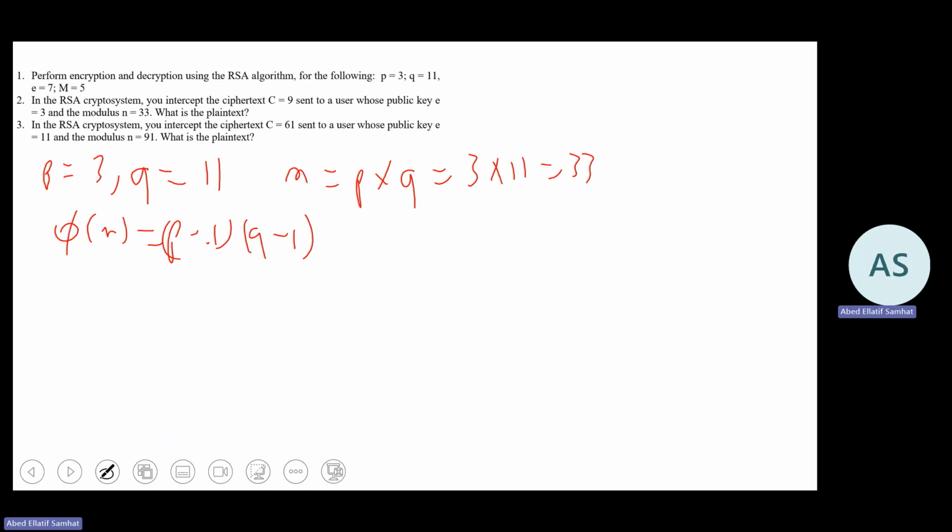So the encryption in this case will be the ciphertext equal M to the power E mod N, which is equal to 5 to the power 7 mod 33. In this case, we can find the ciphertext. It's equal to 14. Okay.